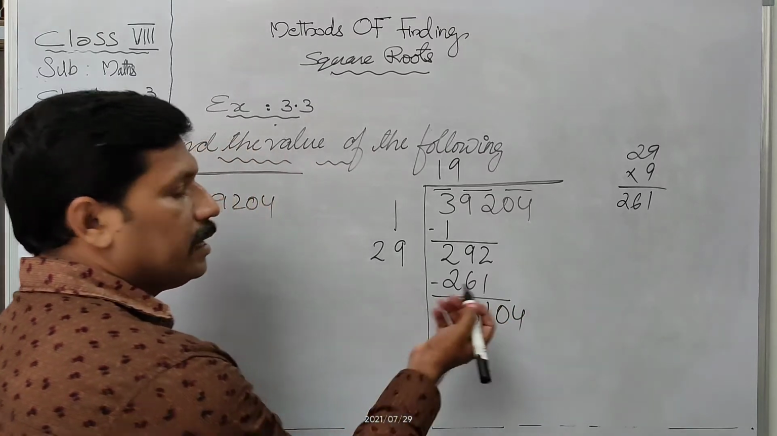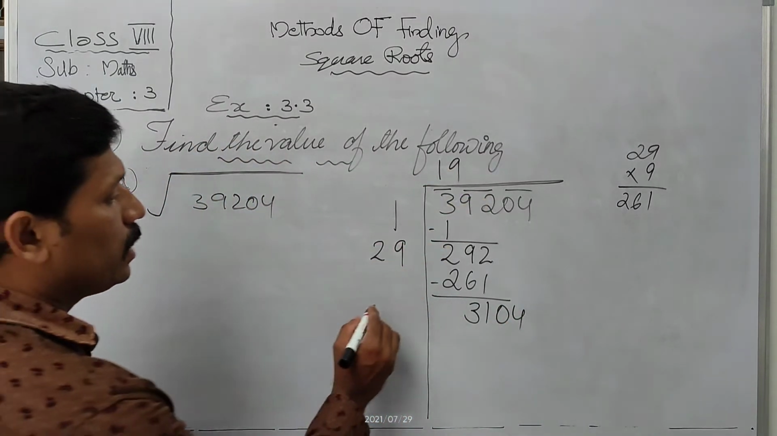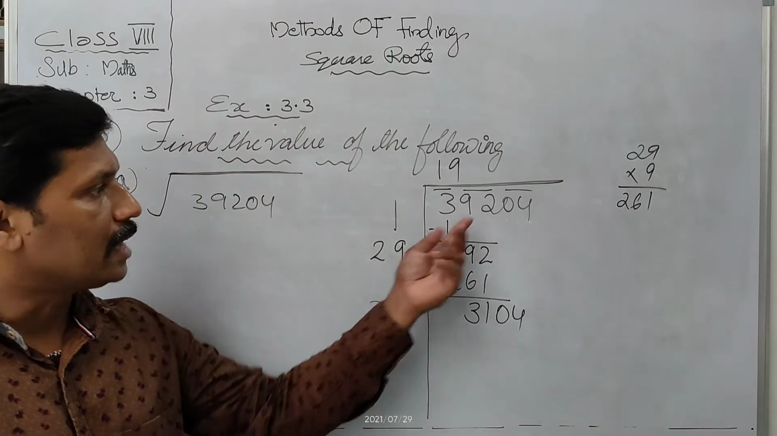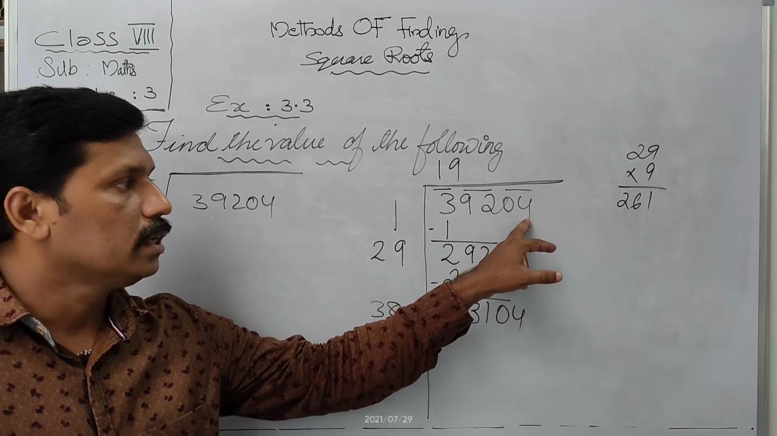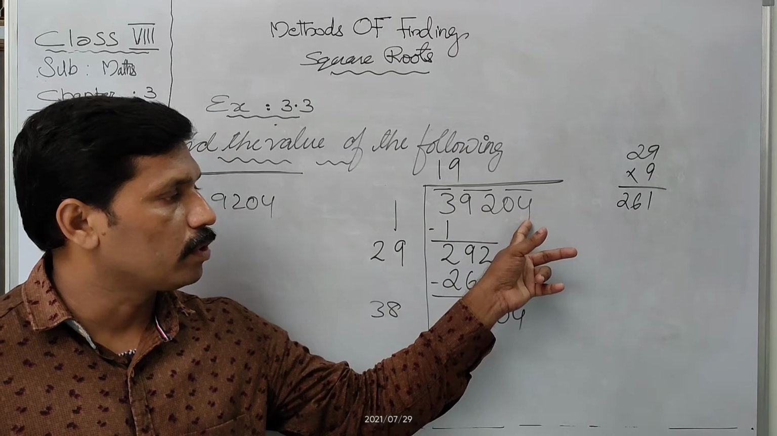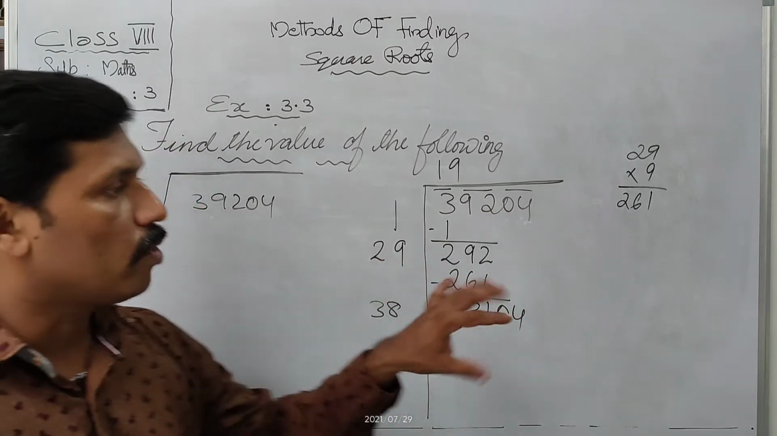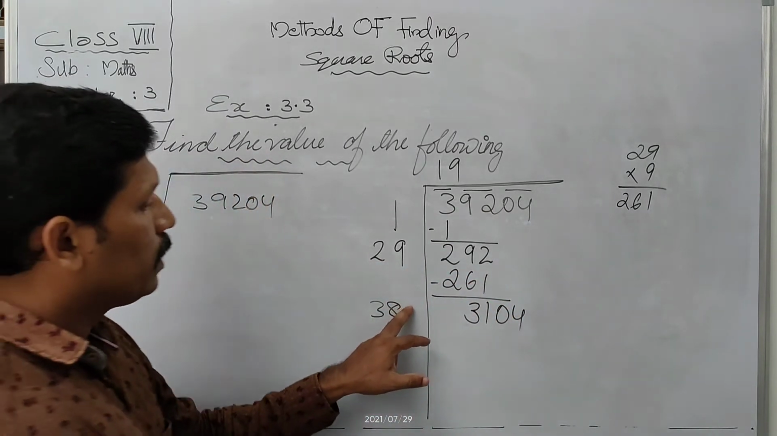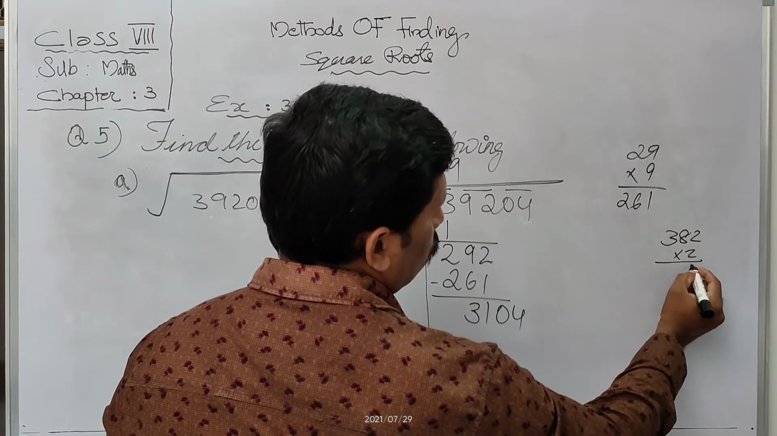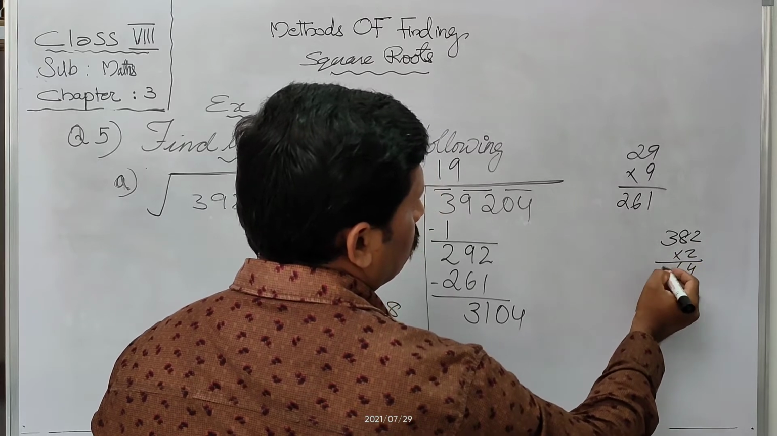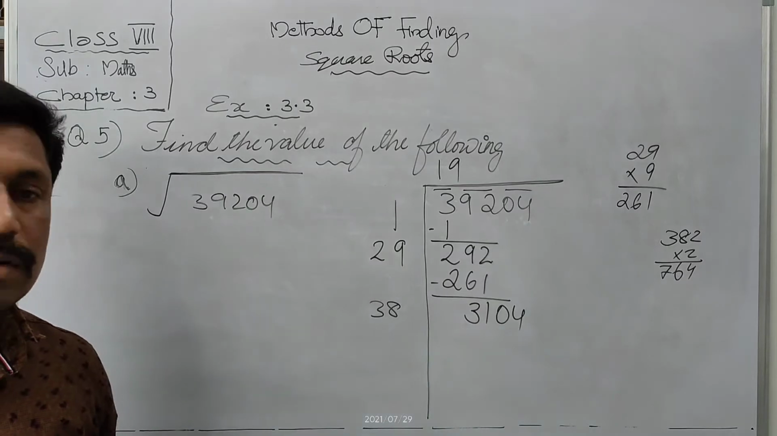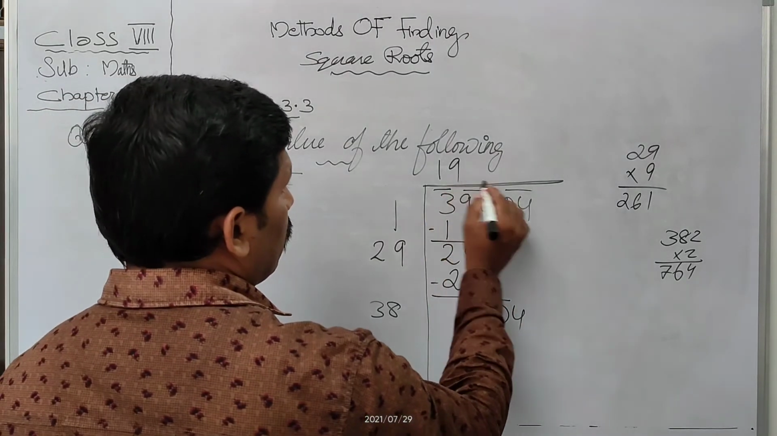That we bring down, and then next we take double of this 19, that is 38. So the last digit we can see here is 4. If the last digit is 4, there are 2 chances, that is 2 or 8. So suppose if we write here 2, 382 into 2: 2 twos are 4, 8 twos are 16, and 3 twos are 6 plus 1, 7. 764, but here it is 3104. So surely it will be the next chance.